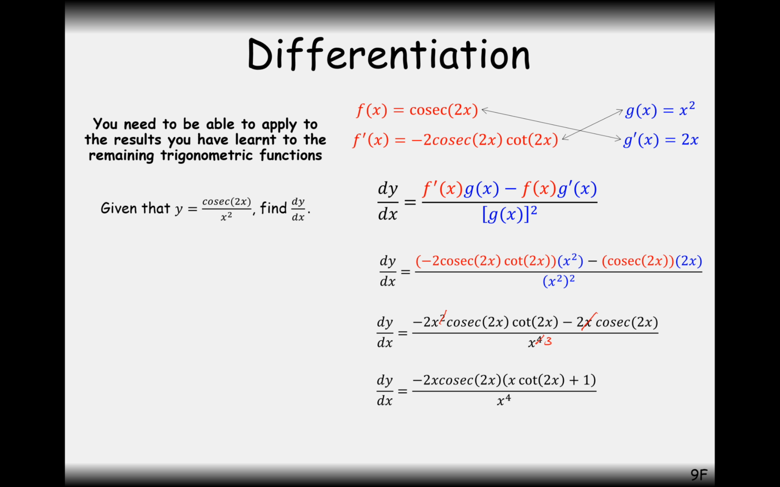So my final answer will be, I could factorise out. Am I going to cancel down? Yes, I'm going to cancel down. And I've factorised out the cosec 2x as well. This is a very, very nicely put together final answer.